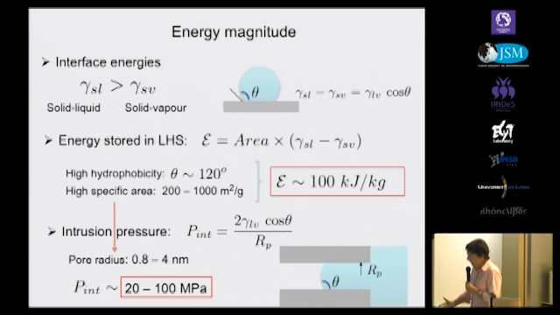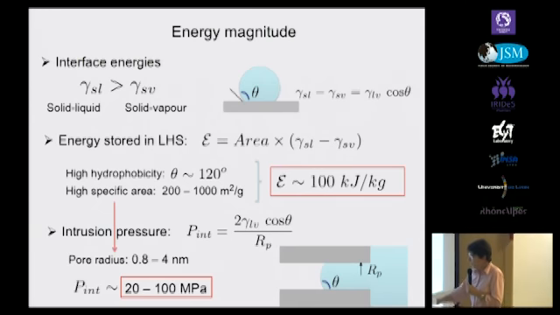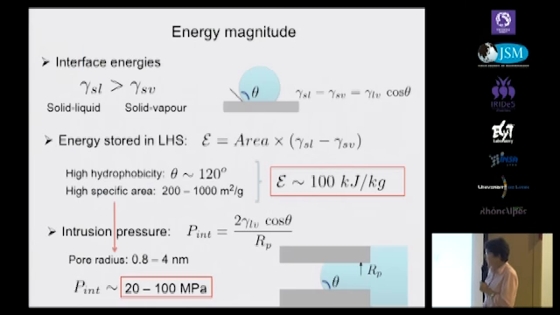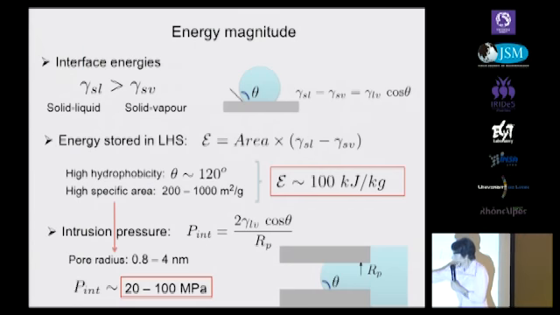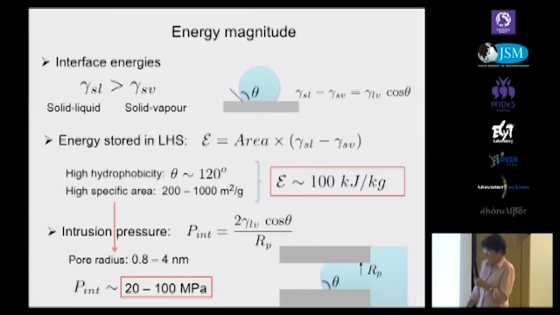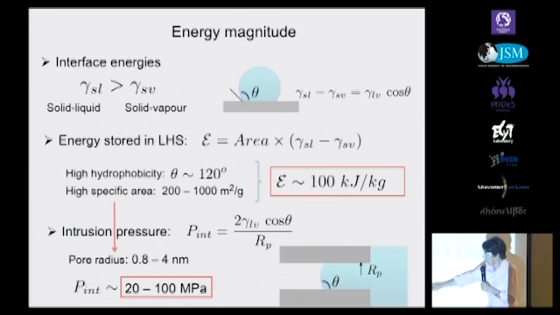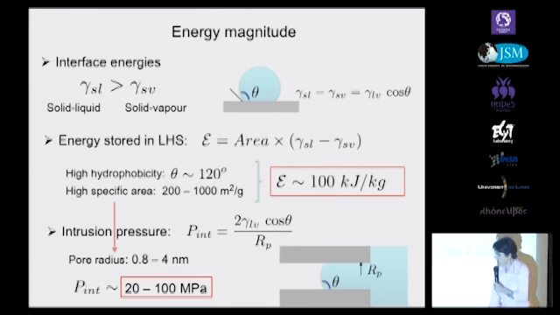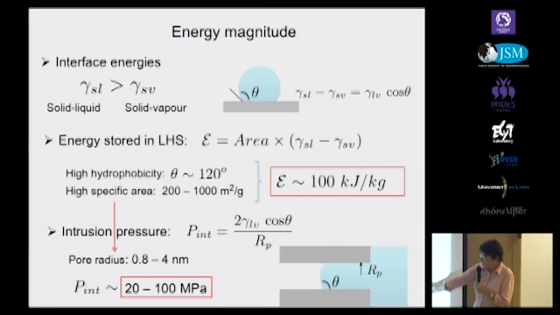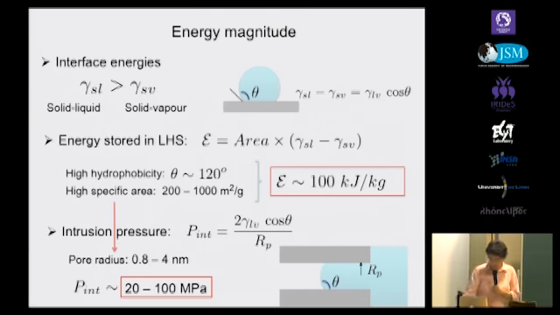Also, a high specific area corresponds to a small pore size, and this means that the intrusion pressure is quite high. Actually, in a cylindrical pore, the intrusion pressure obeys the classical law of capillarity and grows as the inverse of the pore size. This corresponds to typical intrusion pressures in the range of 20 to 100 megapascal, so 200 to 1,000 bars.